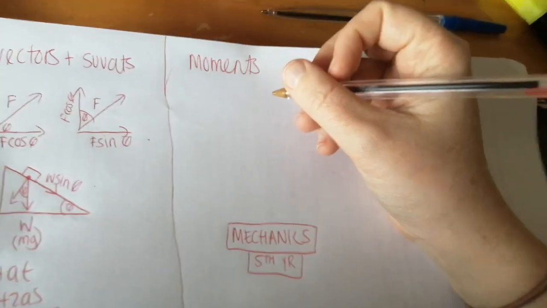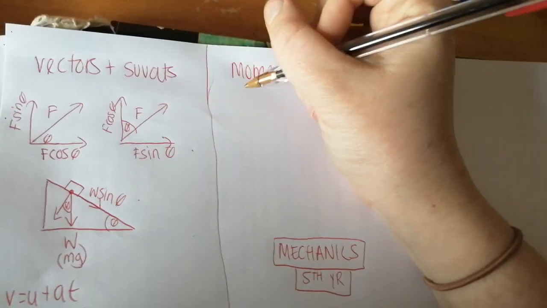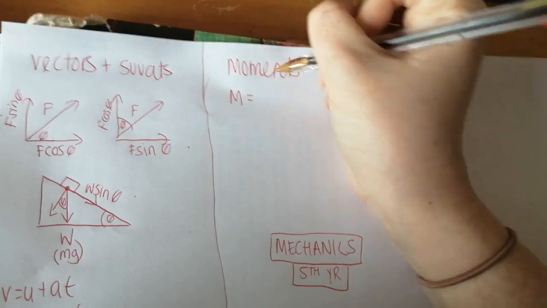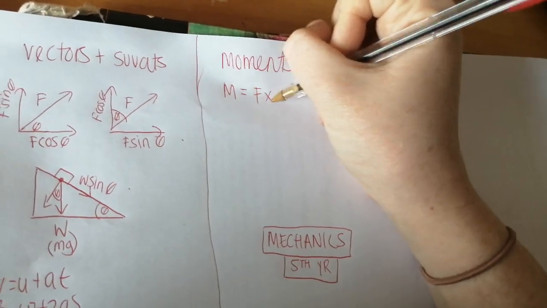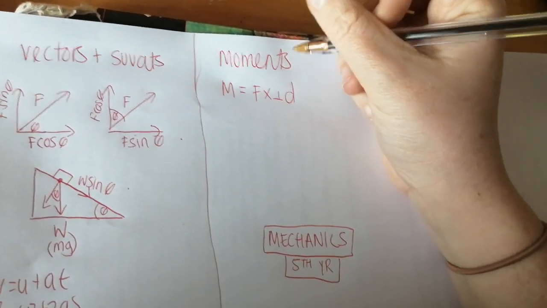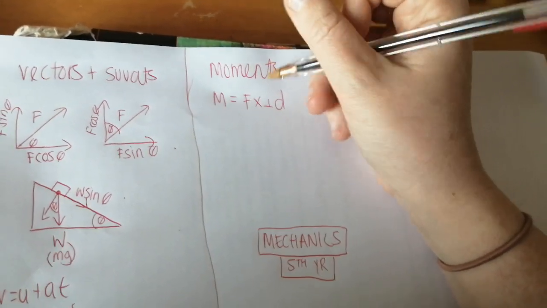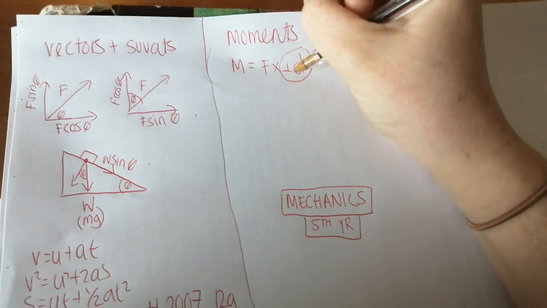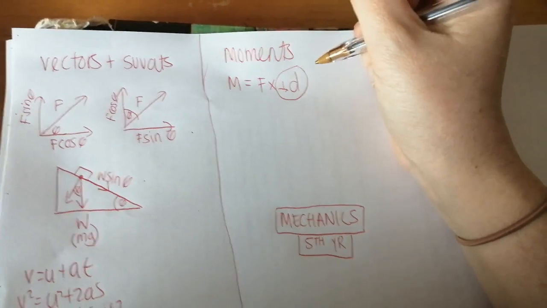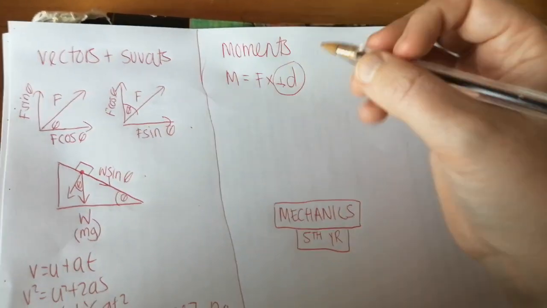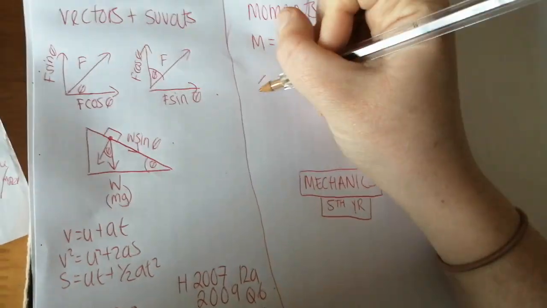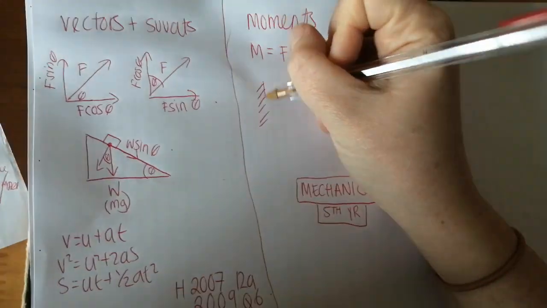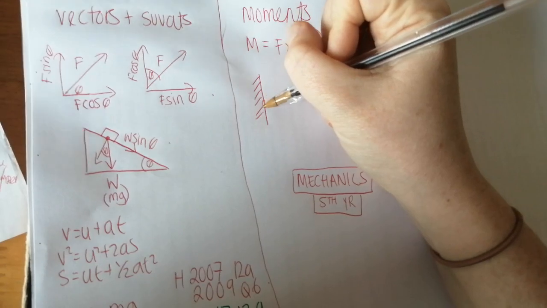Okay, so moments is the next thing we're going to do. The moment of a force is equal to the force multiplied by the perpendicular distance. Now, this becomes particularly important sometimes in tricky questions. It's the perpendicular distance. So if I give you an example of a tricky question that came up, I'll actually get you to try this question.